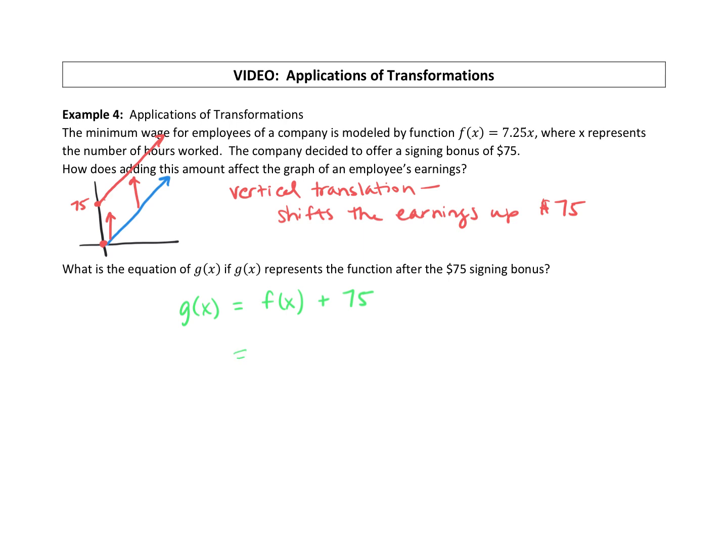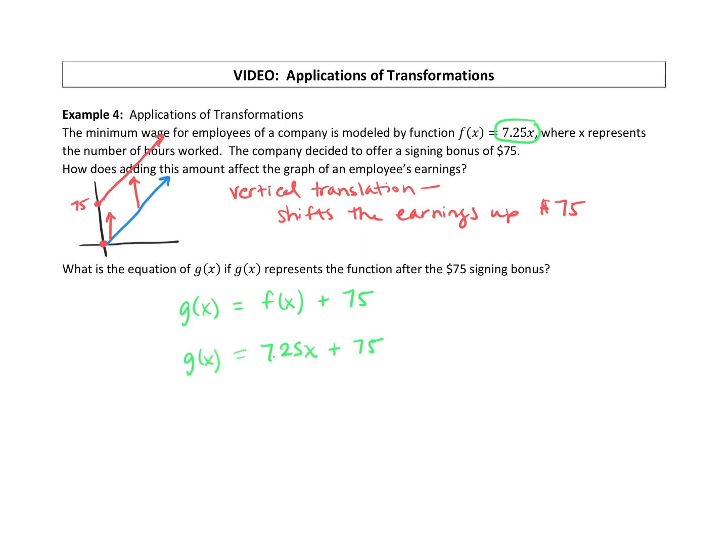We can go ahead and figure out a simplified g of x function. Our f of x function is 7.25x, and then we're adding 75 onto the end. These are not like terms, so we actually can't simplify this any further.